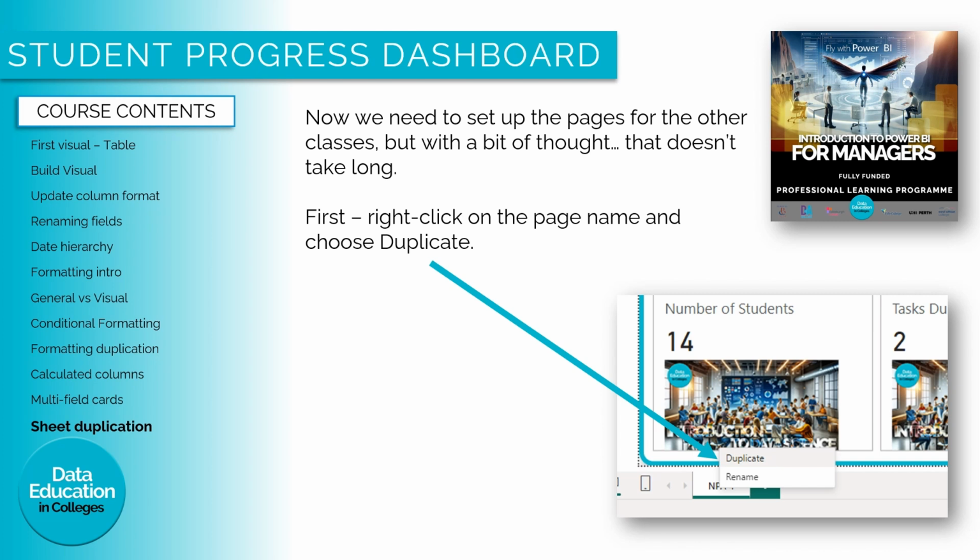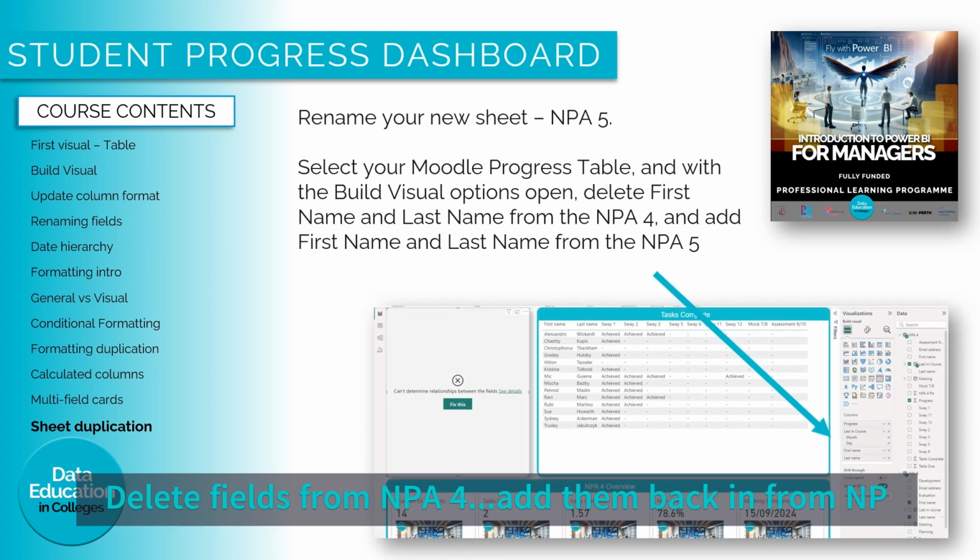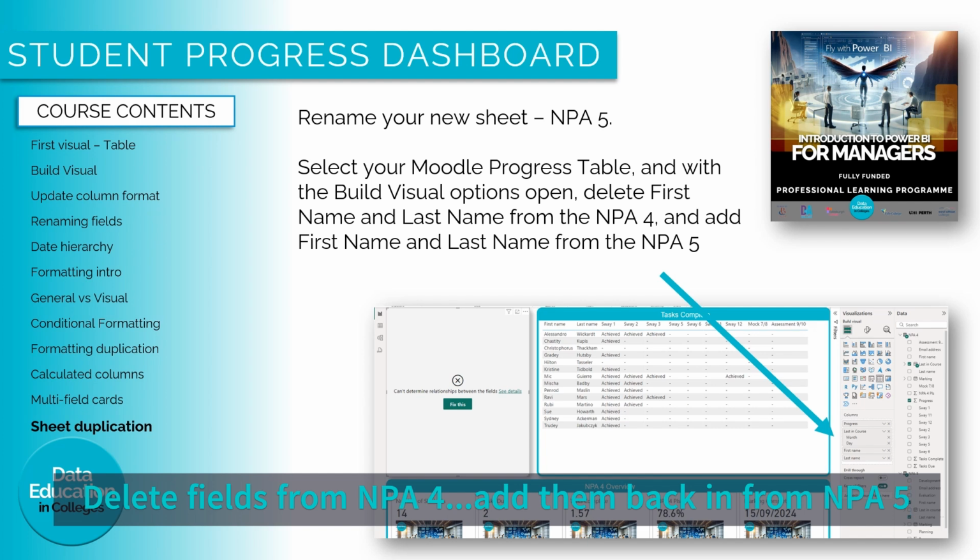Now then, just right click on the page and duplicate. You don't have to do all that again, do you? There's so many options within Power BI for speeding it up. Rename your new sheet NPA5, and then we just go through one visual at a time, updating the fields.